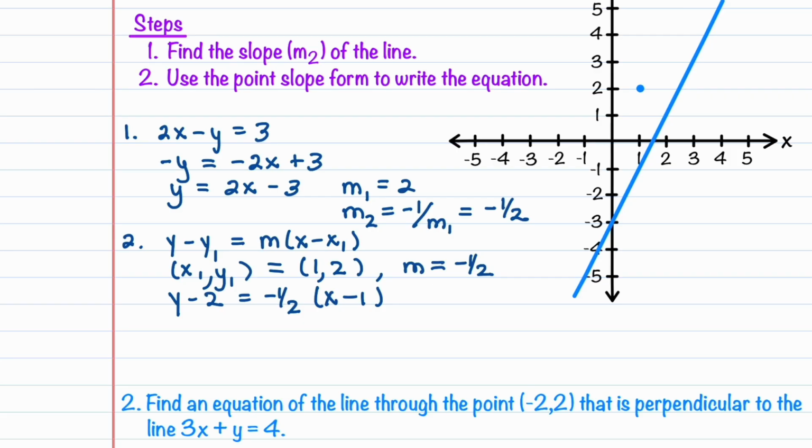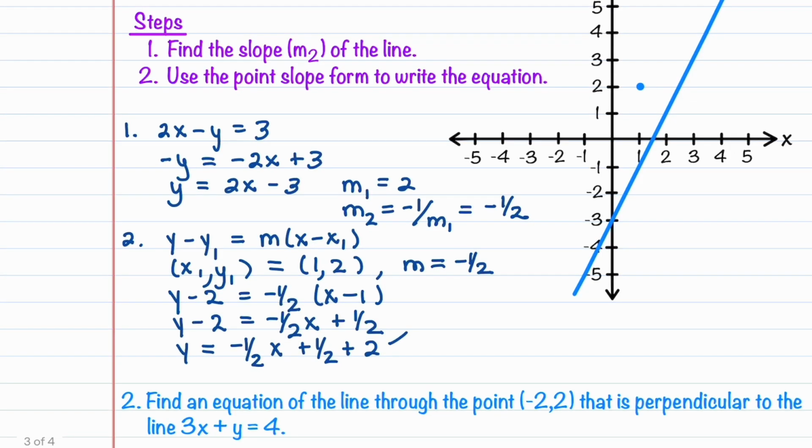Let's go ahead and multiply out the right-hand side. So we have y minus 2 is equal to minus 1/2 x plus 1/2. Be real careful with that negative. Now we're going to bring the 2 to the right-hand side. So we have y is equal to minus 1/2 x plus 1/2 plus 2.